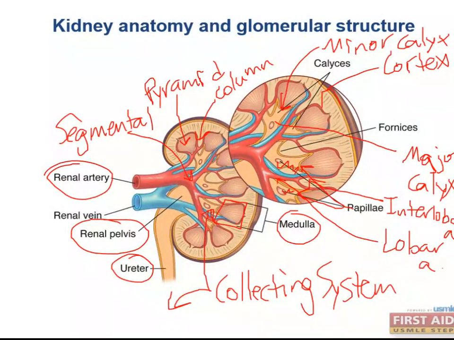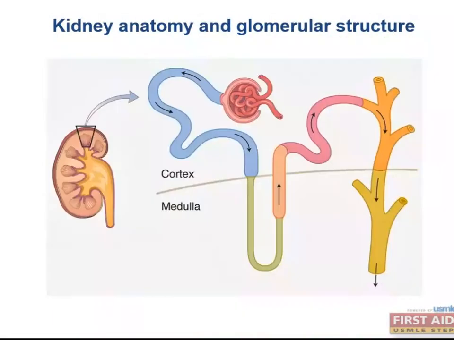As the interlobar arteries arch over the renal pyramids, like here, they become known as the arcuate arteries. These then become the interlobular arteries as they branch further. And finally, the interlobular arteries will give off branches known as the afferent arterioles, and this leads us into microscopic anatomy. So let's say this is the afferent arteriole, and this is the efferent.